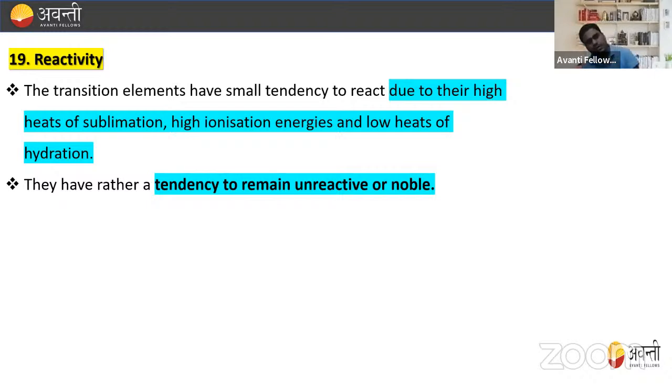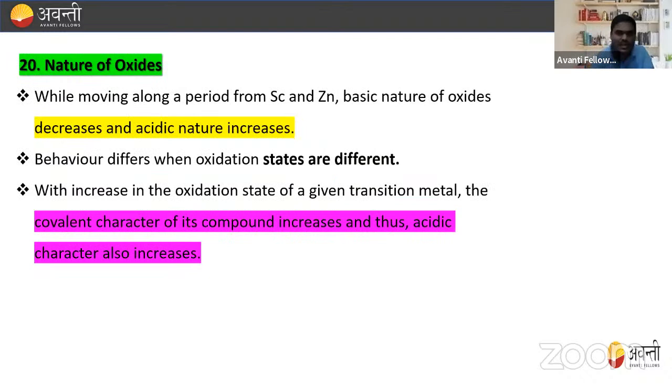Reactivity. So what is reactivity? The transition elements have a small tendency to react due to their high heats of sublimation, high ionization energy, and low heats of hydration. They have rather a tendency to remain unreactive, or we say noble.